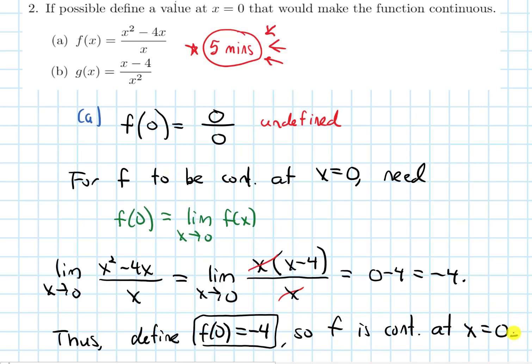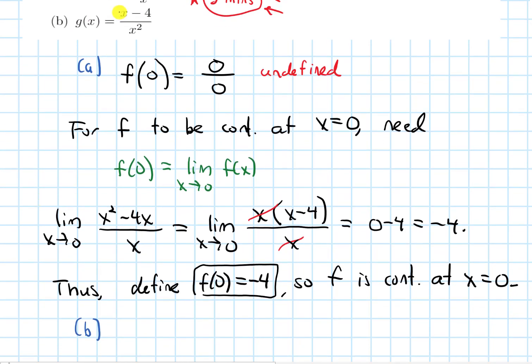All right, now let's look at part B. It's got a similar function, but the powers are a little bit different. Okay, so g of x is x minus 4 over x squared. For that function, if I do the same thing initially, if I plug in 0, I'm going to get a negative 4 in the numerator, 0 in the denominator, so this is still undefined.